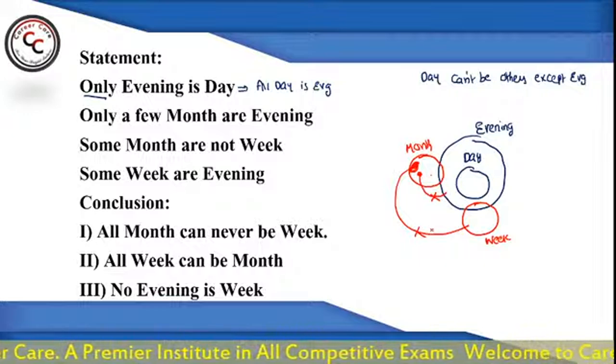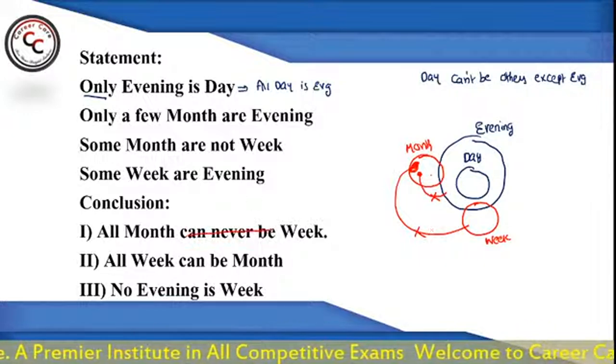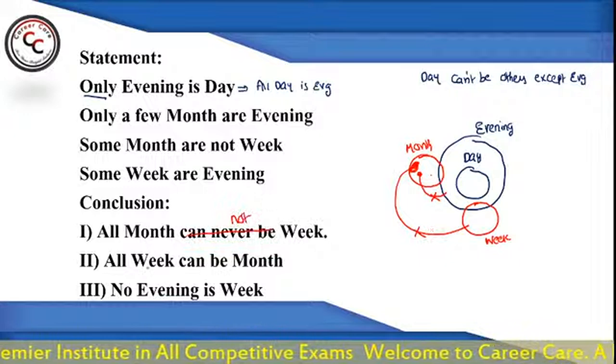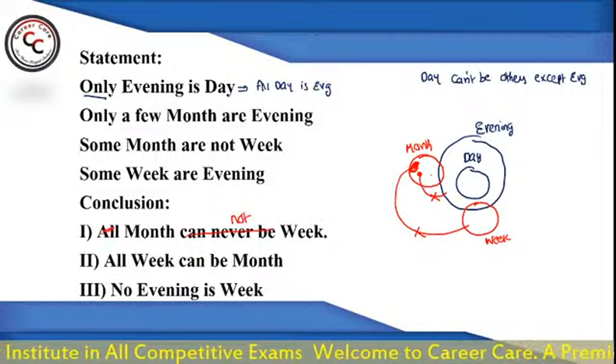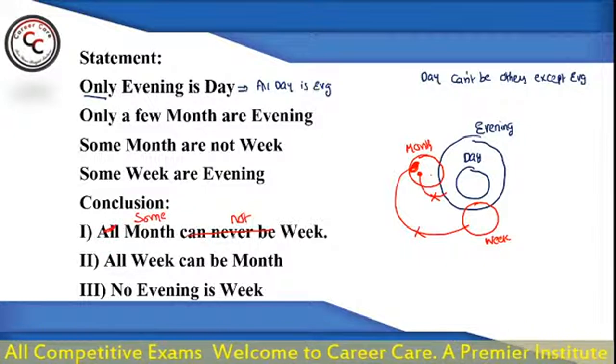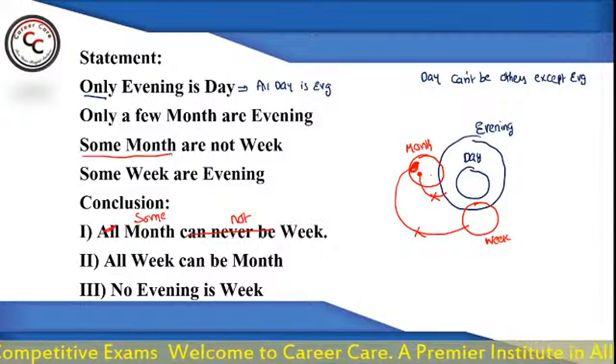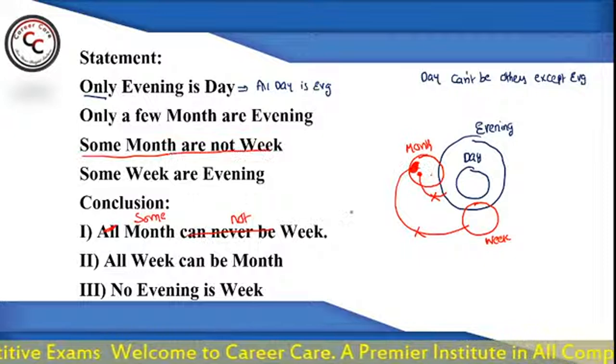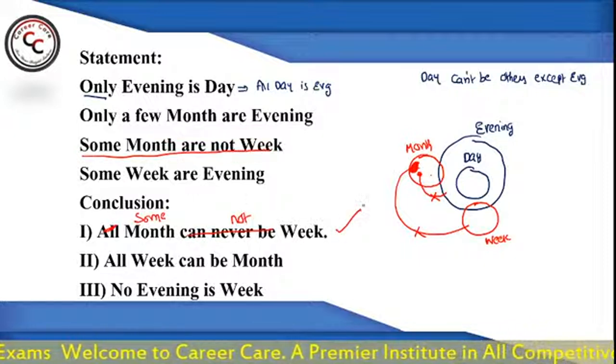Okay. All month can never be week. Can never be means not. Whenever all is mixed with can never be, you can take some, not. So some months are not week, some months are not week. The same statement, some months are not week. The first conclusion becomes true.